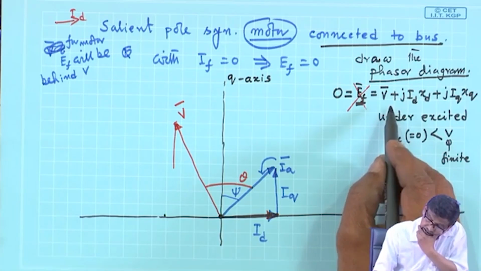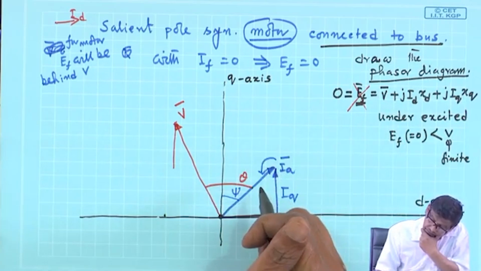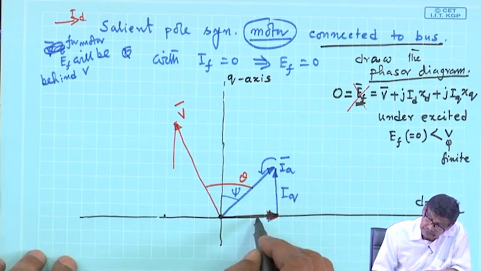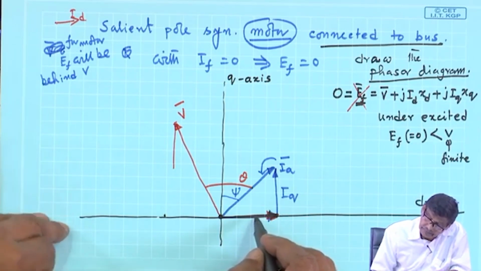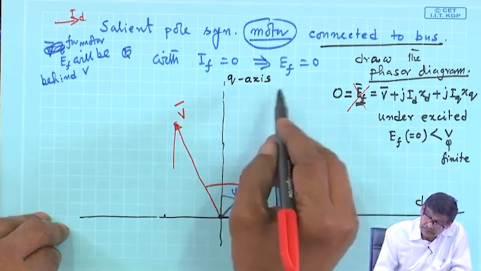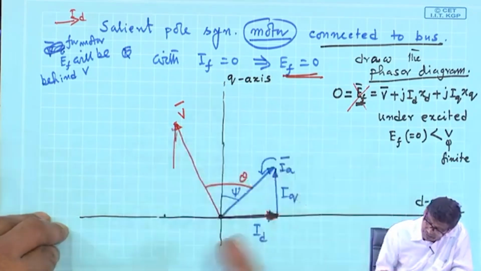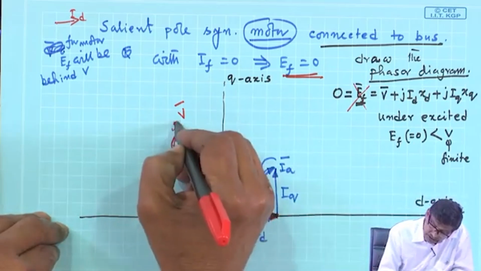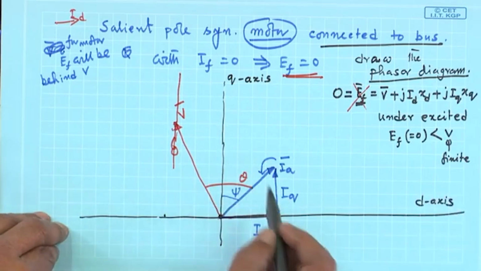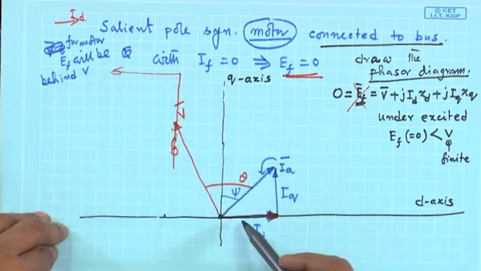Why is it giving like this? Id, jIdXd will be like this. Id is this way, V, it will be Ef is 0, no, lagging. So, jIdXd, let me draw whatever it is giving, then we will conclude. jIdXd is like this, V plus jIdXd, jIqXq is like that, and then this will be your Ef. No, it cannot be.